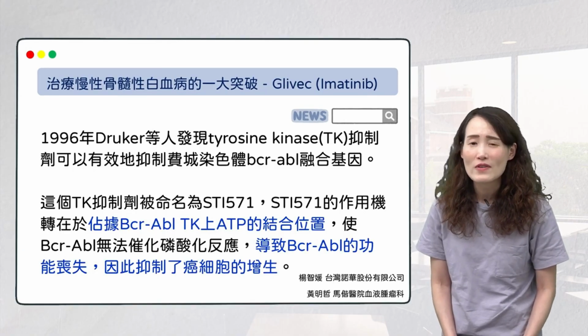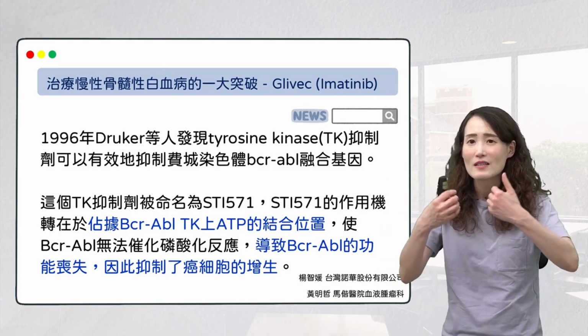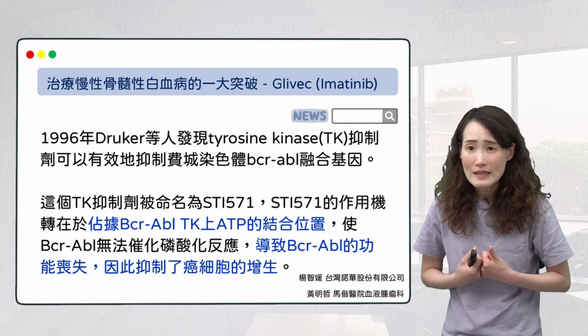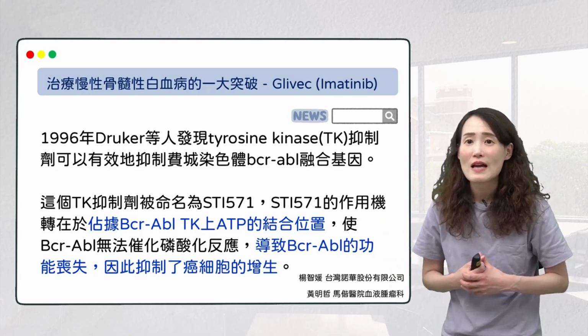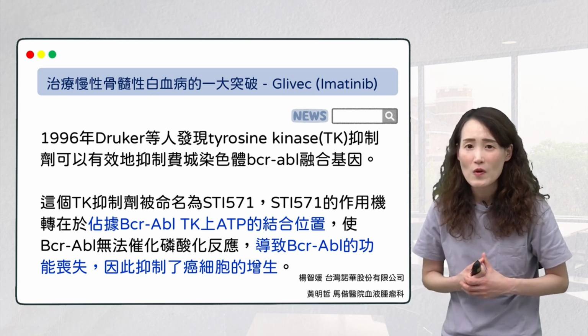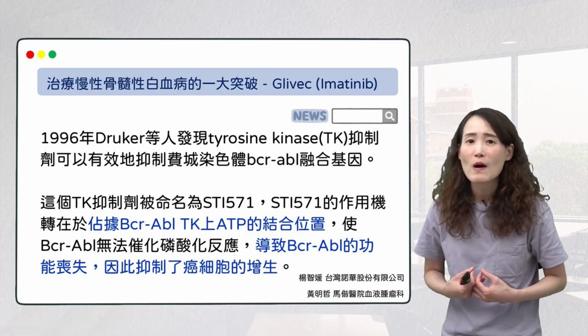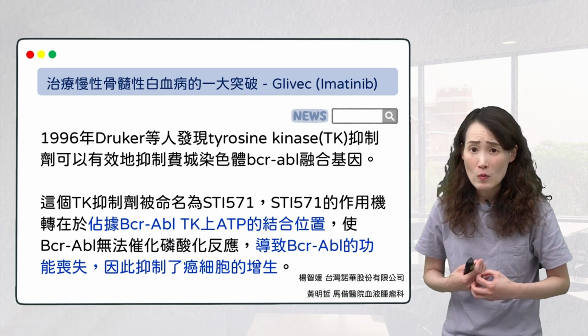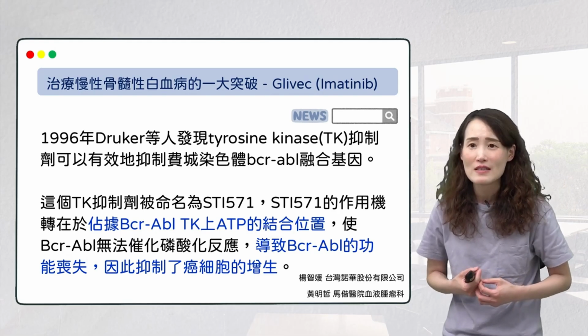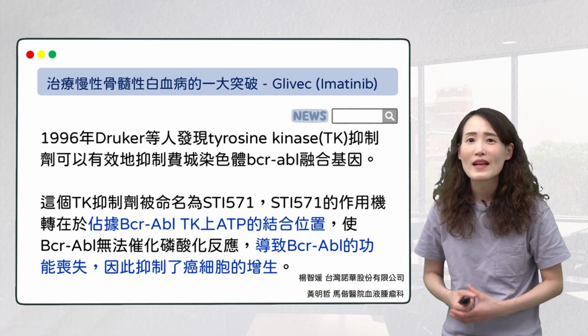Initially, scientists understood these carcinogenic mechanisms because the Philadelphia chromosome is the fusion of two oncogenes. As mentioned, Glivec is the inhibitor of this oncogene fusion, occupying the ATP binding site on BCR-ABL's TK, preventing it from catalyzing phosphorylation, leading to the loss of its activation function, and thus inhibiting cancer cell proliferation.